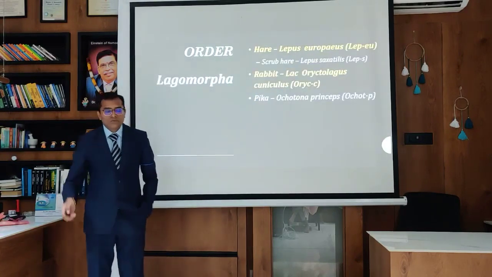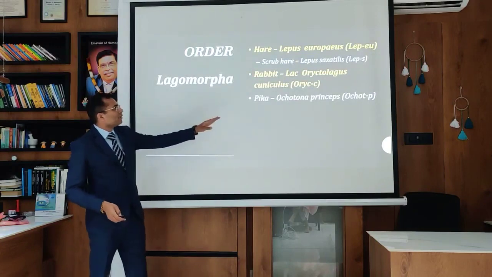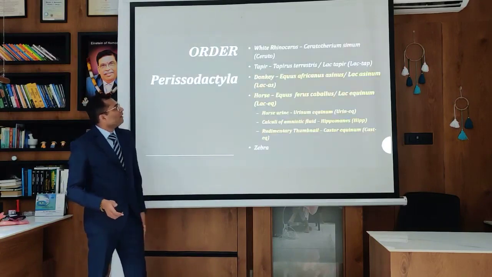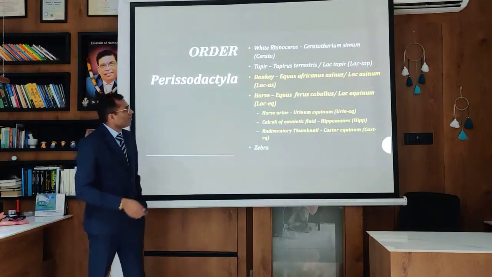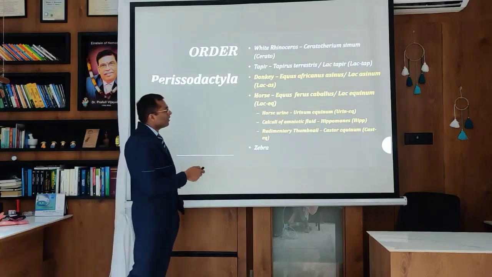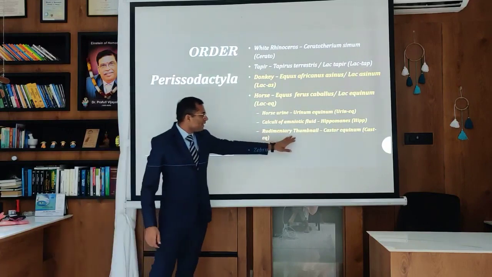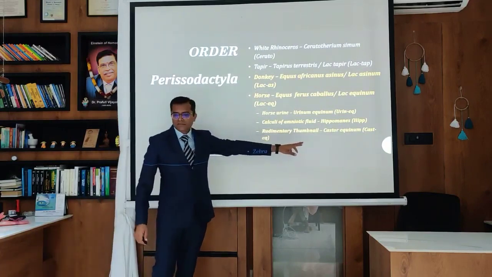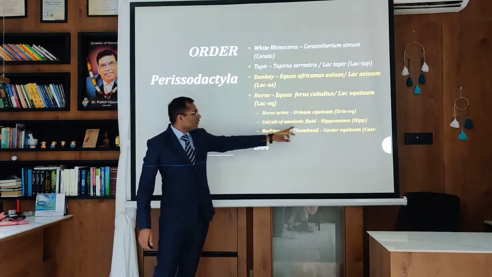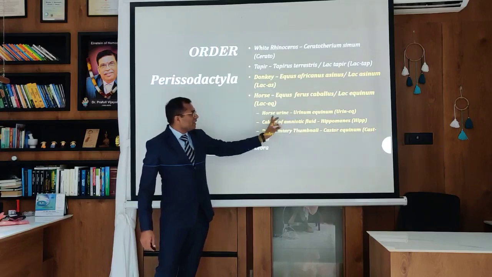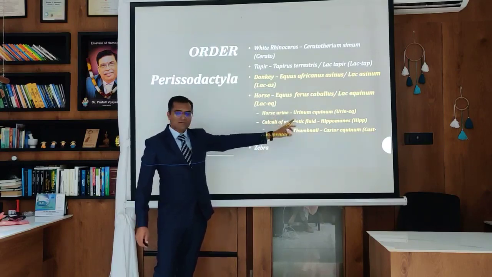So we have a rabbit. From rabbit we have lac oryctolagus. Donkey, from donkey we have lac asinum. From horse we have lac equinum. From the horse rudimentary thumbnail we have castor equinum. Then from the amniotic fluid of the equine, hippomanes, and from horse urine we have urinum equinum.